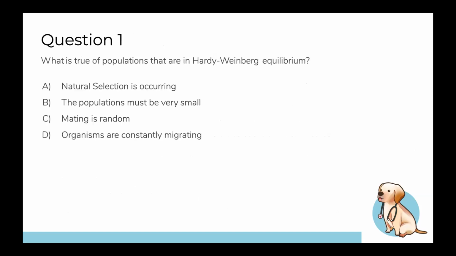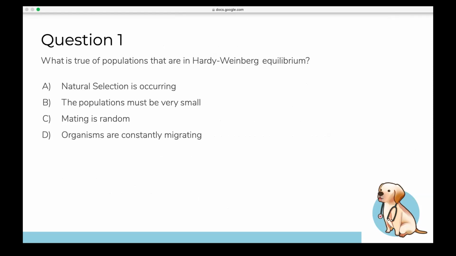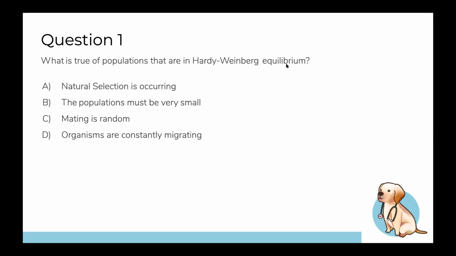So a couple of questions. First of all, question 1: what is true of populations that are in Hardy-Weinberg equilibrium? A, natural selection is occurring. B, the populations must be very small. C, mating is random. And D, organisms are constantly migrating.